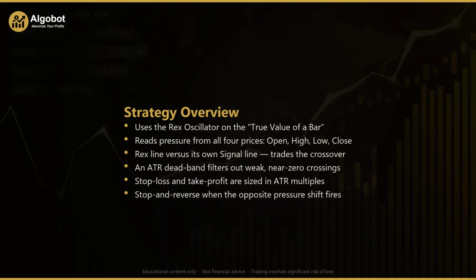Those raw pressure readings are then smoothed twice. First, a moving average of the true value creates the Rex line, which is the main pressure line. Then a second, shorter moving average of the Rex line creates the signal line, which acts as its own baseline. When the Rex line crosses its signal line, that's a potential shift in who's in control. But not every crossover matters. A cross that happens right at the zero line is often just noise. So the strategy adds a filter based on the average true range, requiring the Rex line to be genuinely one-sided before it acts.